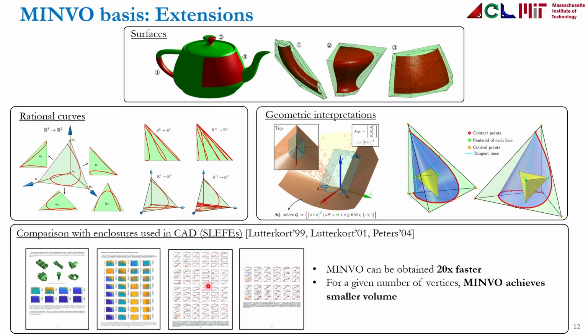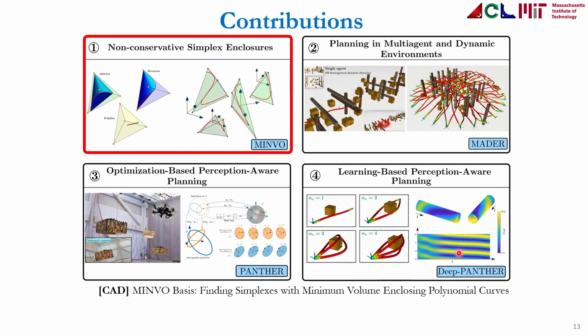And specifically in these comparisons, we were able to prove that the MINVO enclosure can be obtained 20 times faster. And if you fix the number of vertices, then the MINVO basis is able to achieve a smaller volume. So I'm not going to go into all the details of all these extensions, but I'm more than happy to take any questions that you may have. And with that, I finish this first contribution, whose outcome has been this journal paper published in the CAD journal.